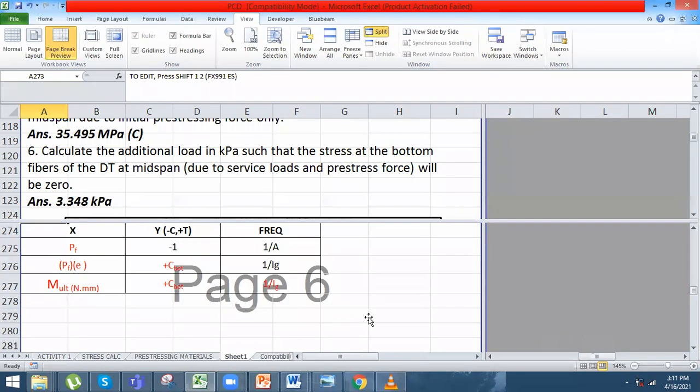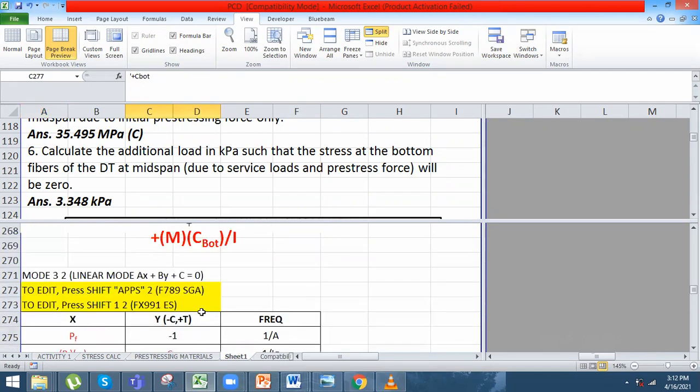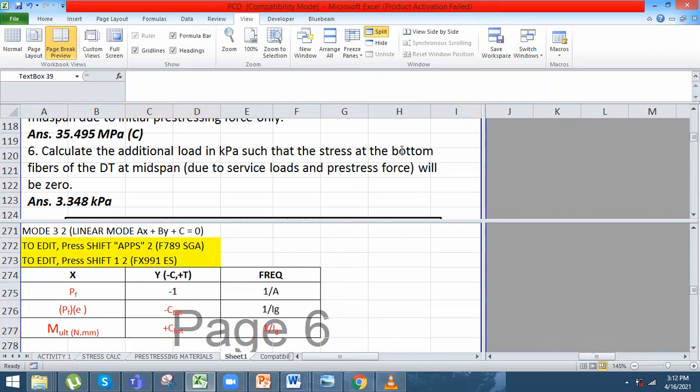Okay? So, dito is mag-consider na tayo ng moment. Okay, so, pre-stressing force, negative, then 1 over A. Pre-stressing force sa top, that is, okay. So, I think this should be C-bot. C-bot, negative C-bot. Okay, then I over G. Then M ultimate, that is positive C-bot. So, bottom yung i-analyze natin para sa number 6 kasi dito sa problem sabi niya, stress at the bottom fiber.